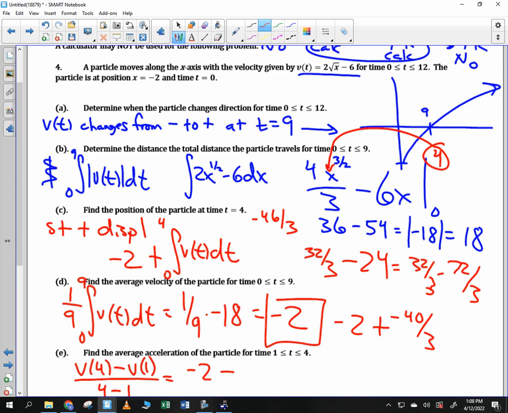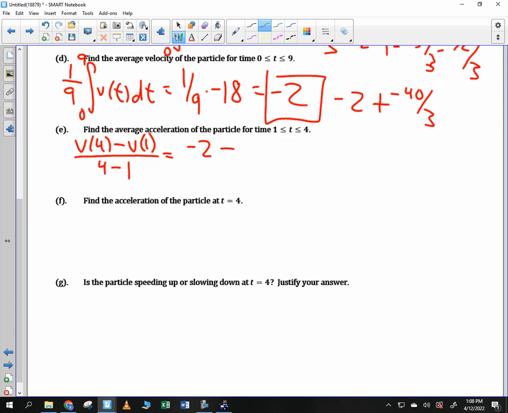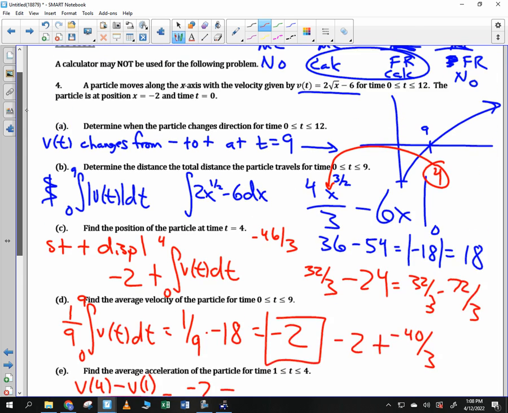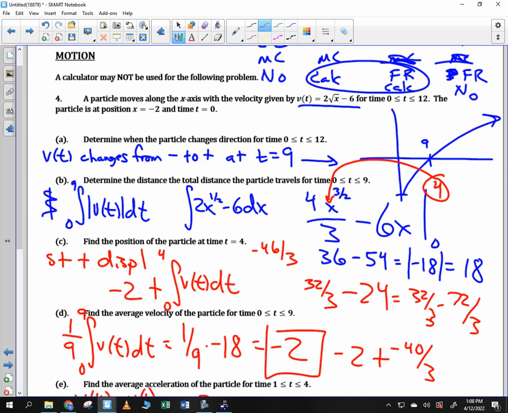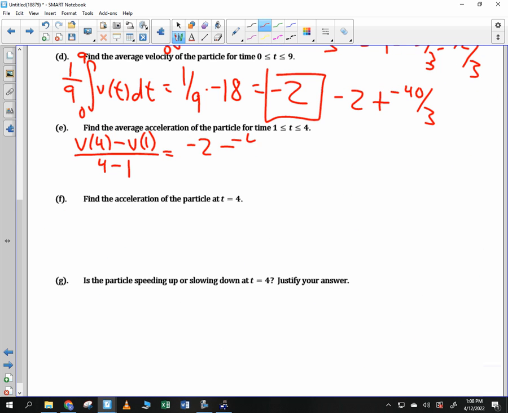All right. Okay, so now I plug in 1, and what do you get if you plug in 1 for that guy? I got negative 4. So negative 2 plus 4, I get 2 over 3. That's the average acceleration.